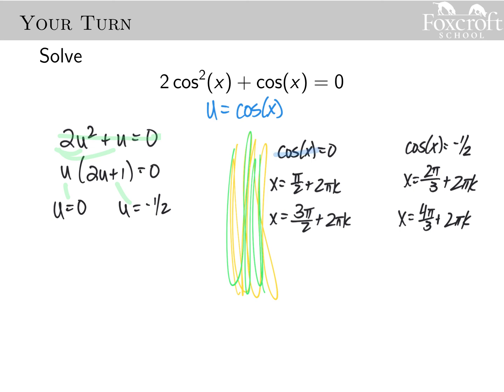Then we switch and replace the u's with cosines. Cosine is 0 at the top and bottom of the circle. And this one just happens to be the one we did in the previous example. Cosine is negative 1/2 at those two angles. Again, they all have plus 2 pi k, which gives us our full answer there.